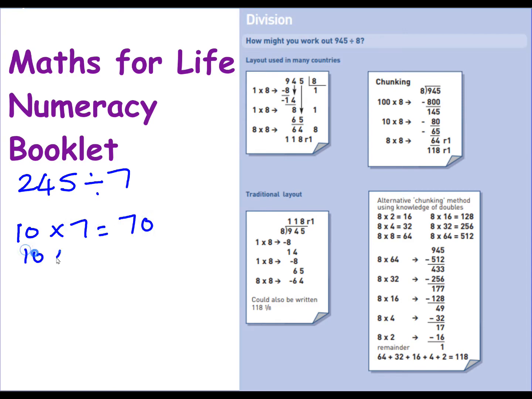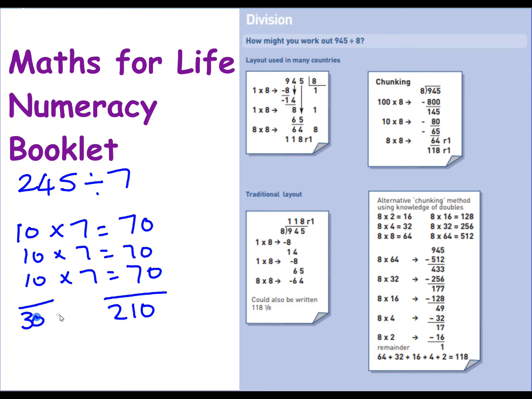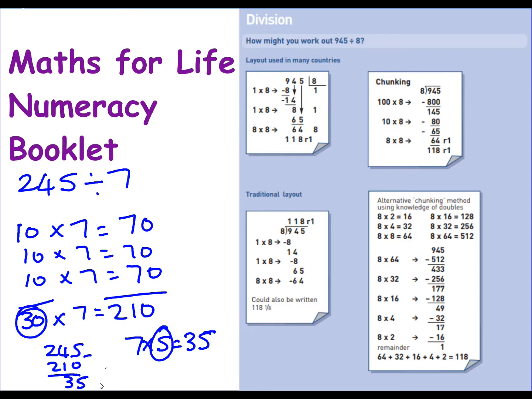And if I do that 3 times, I have 210, and that's 30 times 7 gives me 210. So now I'm looking for 245, take away the 210, 35. So I know that 7 times 5 is 35. So I've got the 5 here and the 30 there that gave me my 210 and my 35. So 35 is the answer to 245 divided by 7.